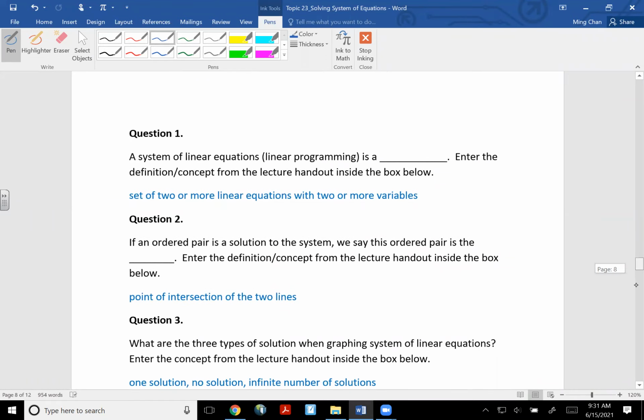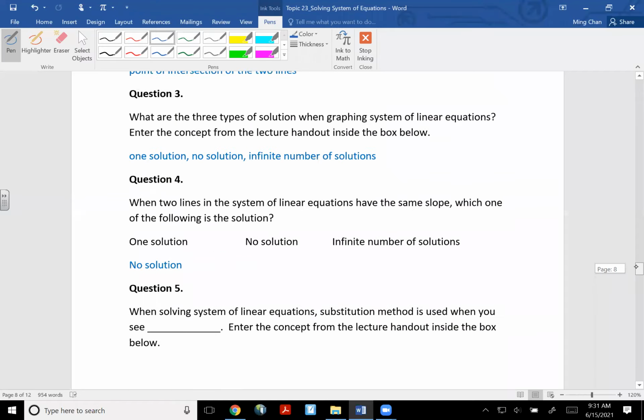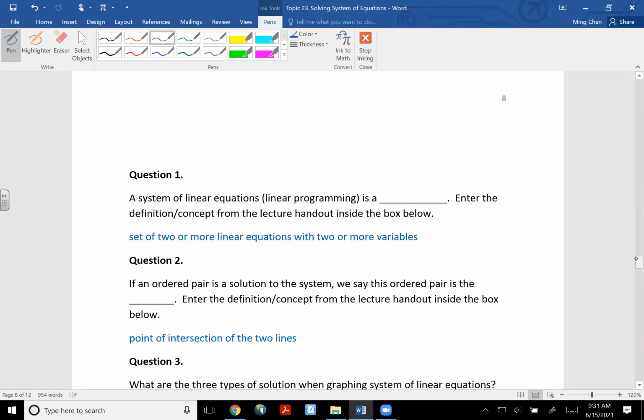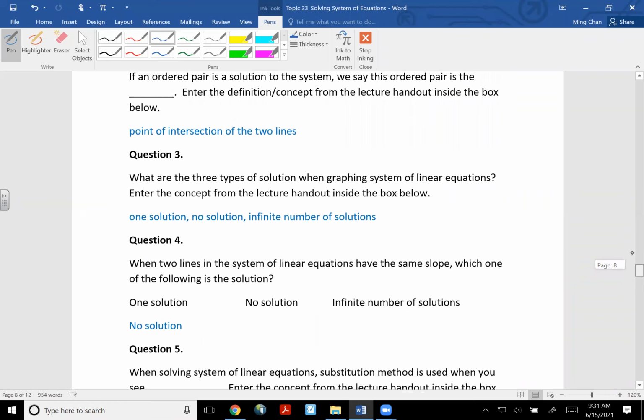So I kind of wrote this out for you. A system of linear equations is a set of two or more linear equations, right? That was on the handouts earlier. If an ordered pair is a solution to the system, we say this ordered pair is actually the point of intersection of the two lines. Okay, that's what we mentioned earlier. What are the three types?